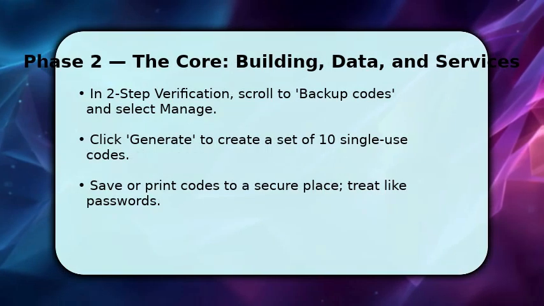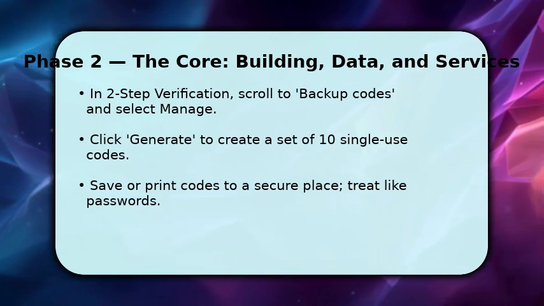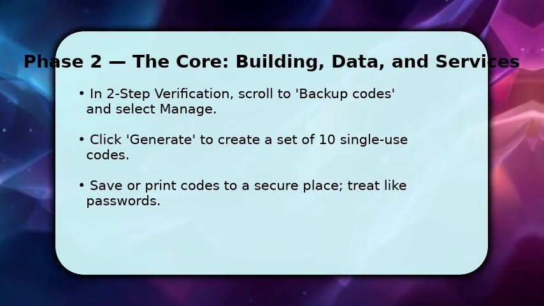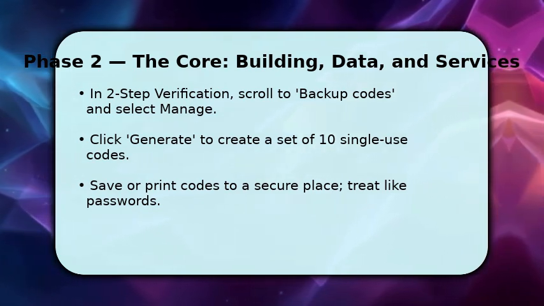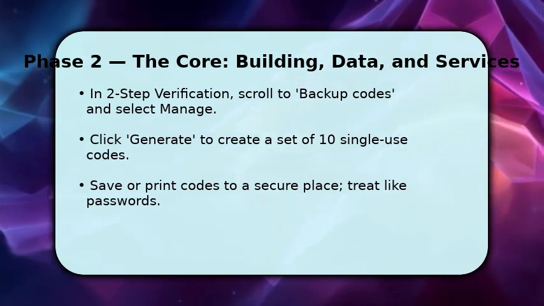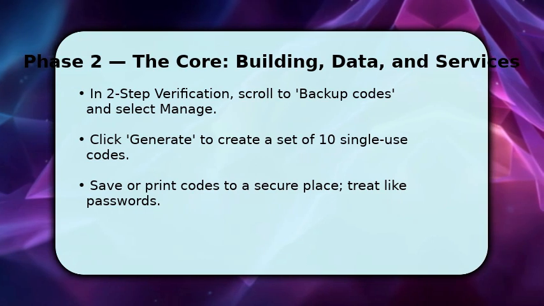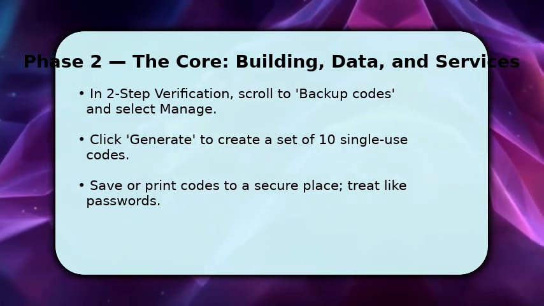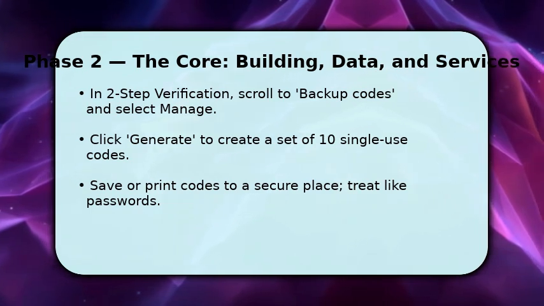Once done with initial verification, scroll to the backup codes section and choose Manage. This reveals the option to generate codes. Click Generate and Google will produce a set of 10 single-use numeric codes. Each works once. You must save them: copy to a secure password manager, print them, or write them down and store them safely. If you ever use a code, mark it used.